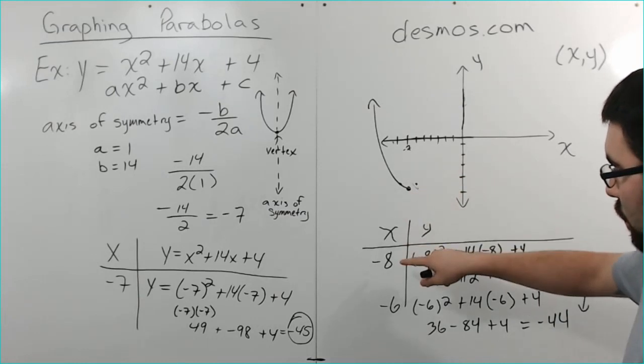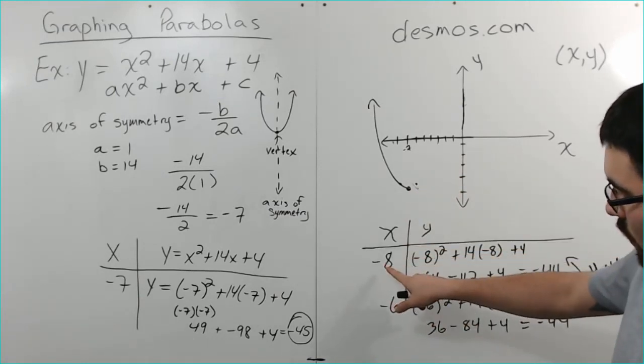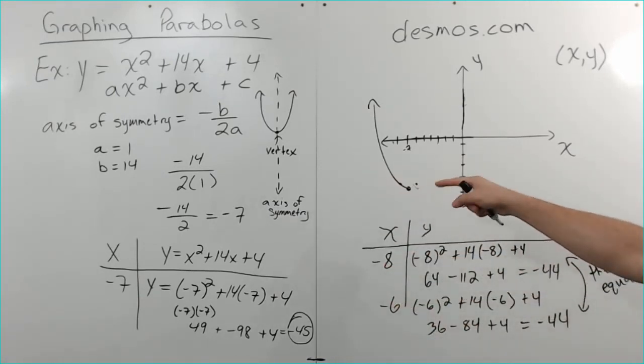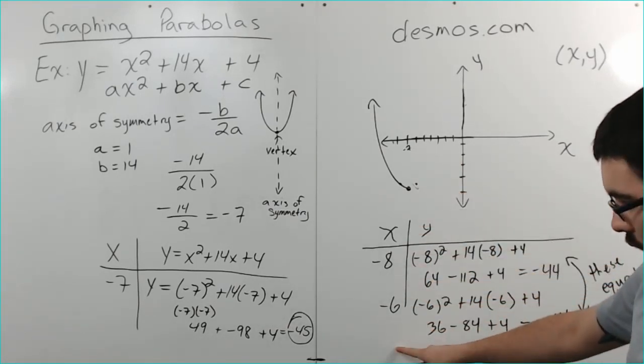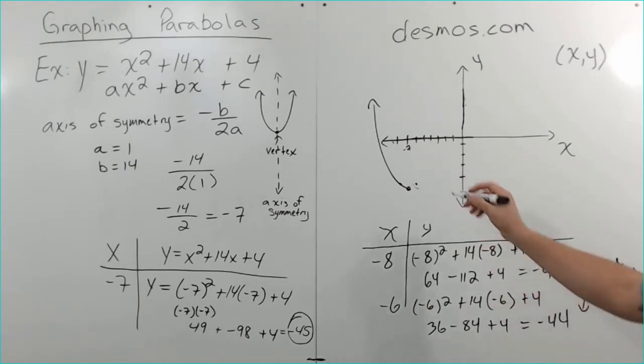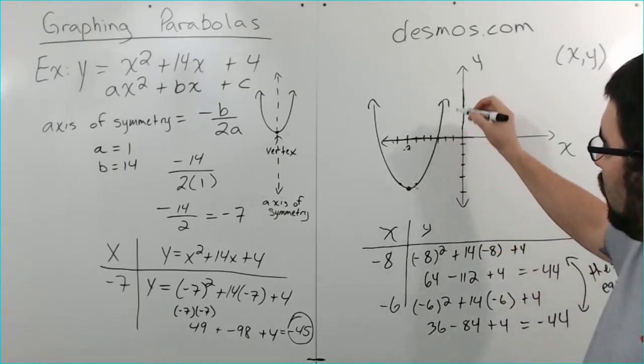So in other words, negative 9 would be on the other side of negative 8. Whatever y value you get for it will be the same y value you get for negative 5, which is on the other side of negative 6. Should look something kind of like that.